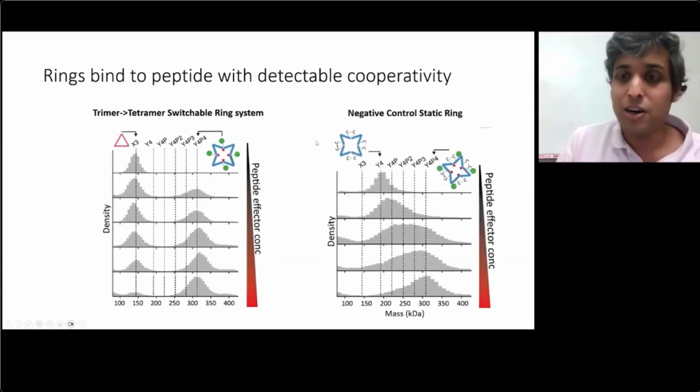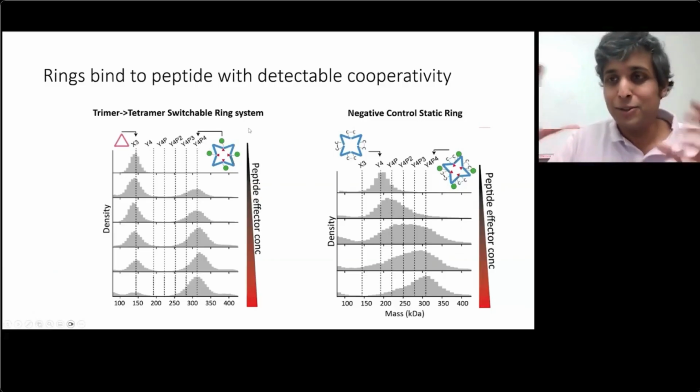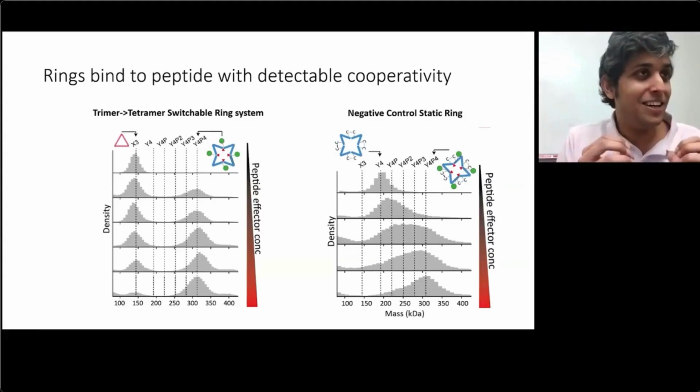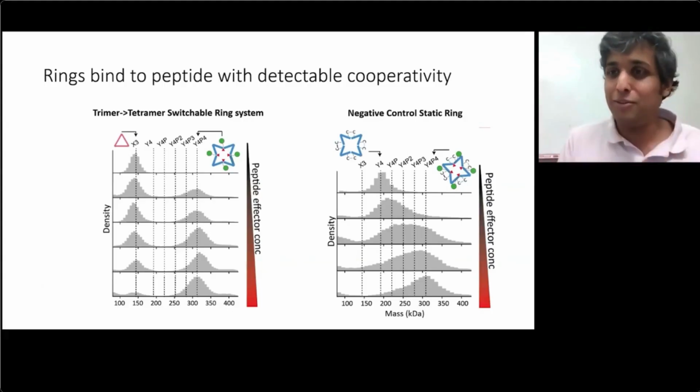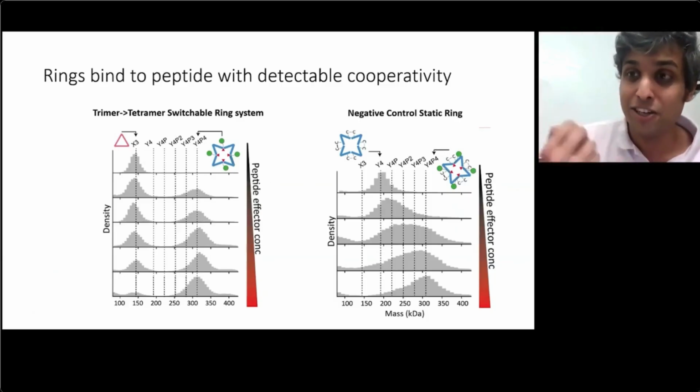And if you compare this to our negative control, what you see is the static ring has this ugly smear of different states as it transitions from unbound to partially bound and then fully bound rings. So I think the two-state design approach is an elegant validation of this model from 50, 60 years ago, and is an effective way to design systems that are all or nothing.